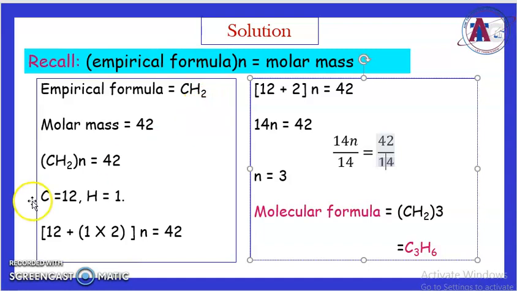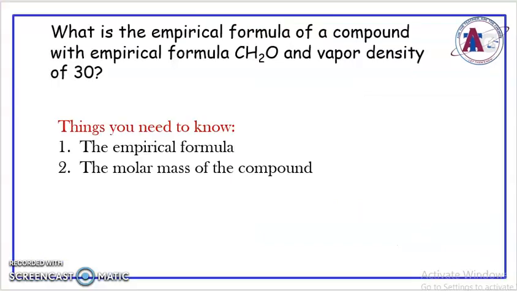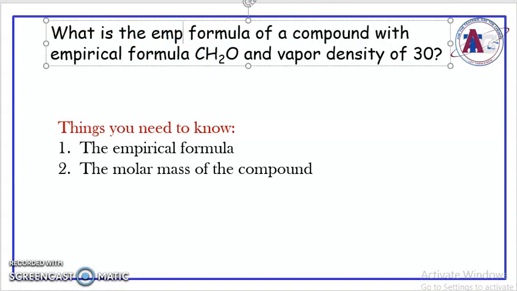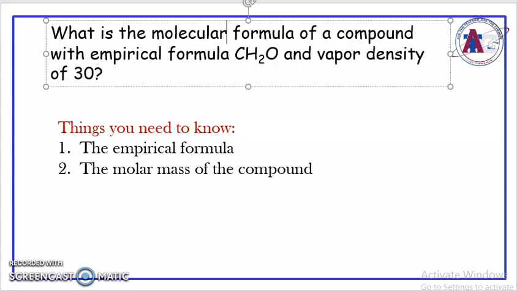C3H6. Okay? Good. Now let's try one more question and we'll end there. This should be molecular formula. What is the molecular formula of a compound with the empirical formula CH2O and vapor density of 30?